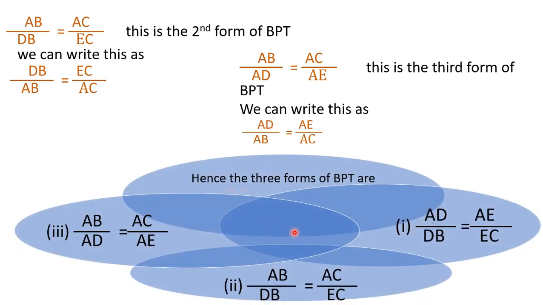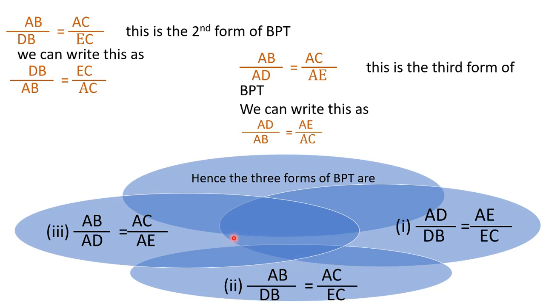So here we have the three forms of the basic proportionality theorem. First is the original form, AD upon DB is equal to AE upon EC. That means the parallel line divides the two sides of the triangle in the same ratio. Or the other form also we can write, that AB is the complete side and AC is the complete side. So complete side upon one of the parts, complete side upon one of the parts.